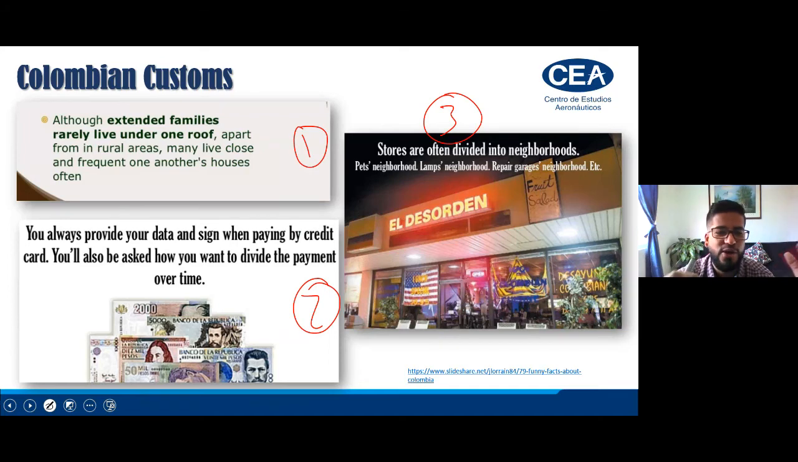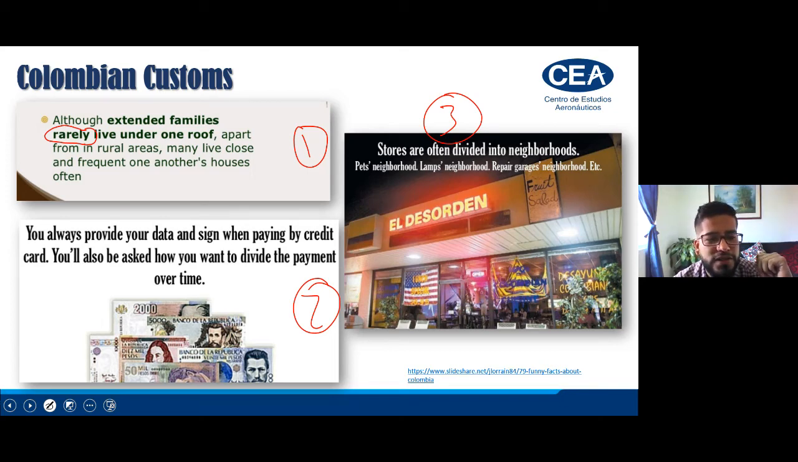country see Colombian people. So in the first one, they say, although extended families rarely live under one roof, apart from in rural areas, many live close and frequent one another's houses often. Okay, so look at this. This is one of the adverbs of frequency, rarely, remember?